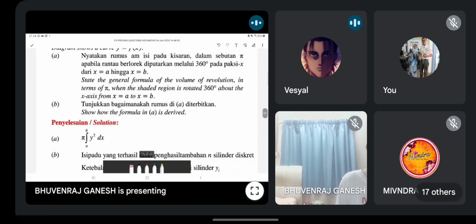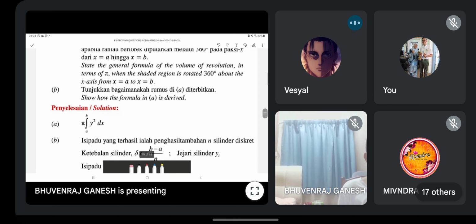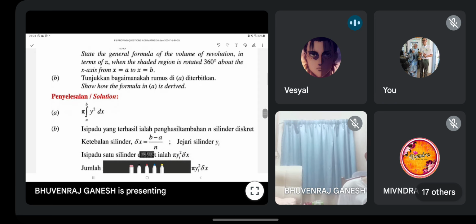The next formula we're looking at is the integration formula for volume. We're actually going to be doing this in relation to the x-axis, not the y-axis. So our formula would be pi, integrating from the coordinate of a to b, y squared dx.